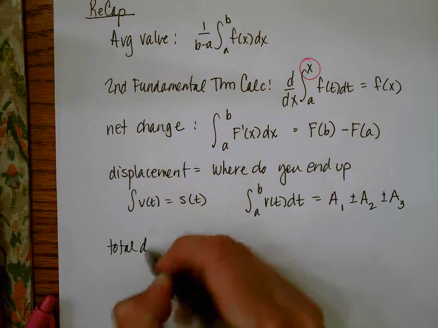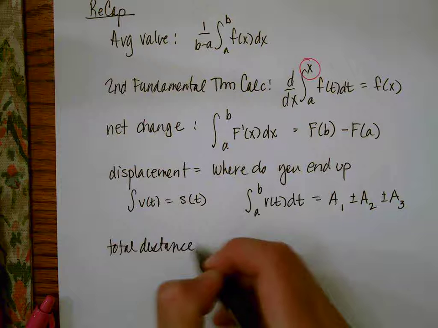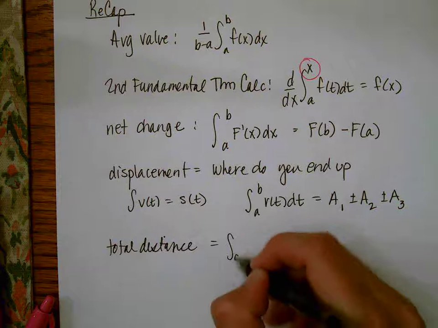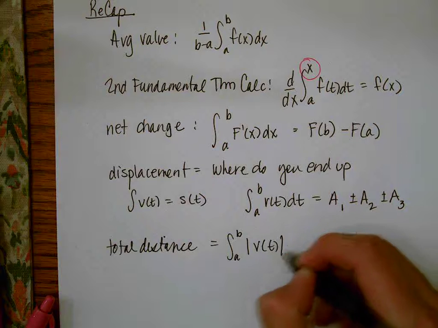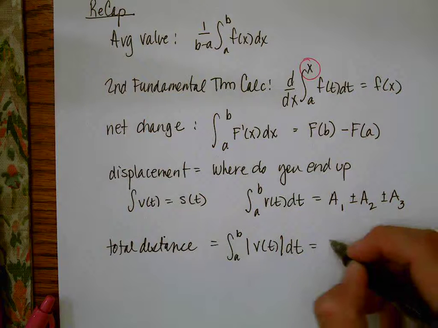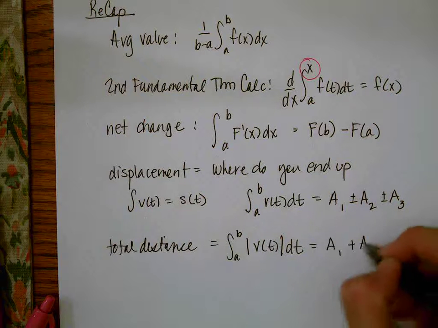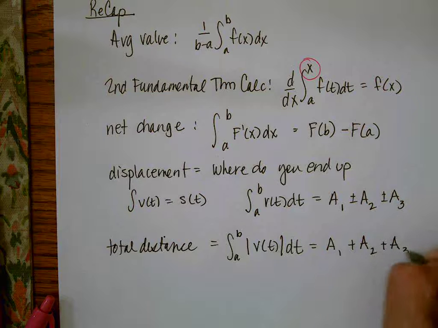If it's above the x-axis, it's positive. If it's below the x-axis, it's negative. Total distance is going to be the integral from a to b, and then I have to take the absolute value of v of t dt, and that is just the positive sum of all of the areas.